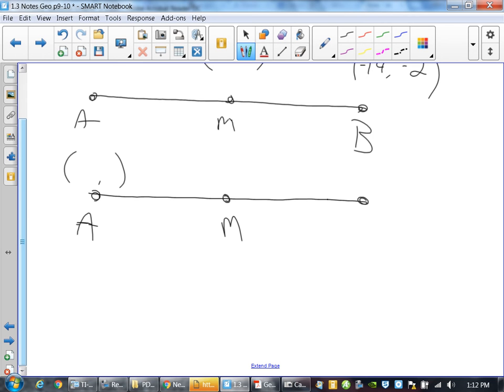We start at the ordered pair. If we just pick values, I'm just picking numbers. 0 and negative 7. That's my starting point. I go halfway and I wind up at 4 and 2. I look at the x values, 0 and 4. Did I go up? Did I go down? Up. I went up 4. What's 4 more than 4 then? 8.